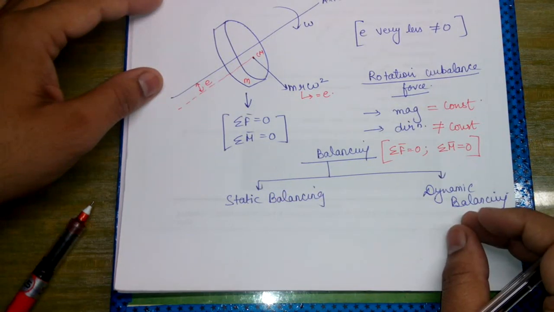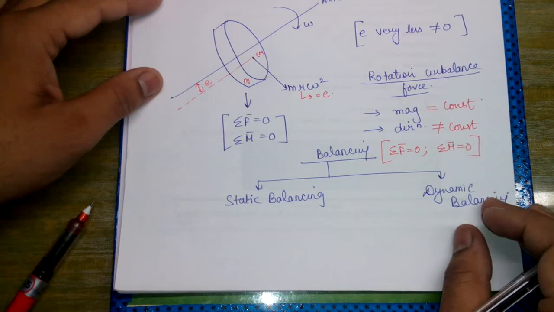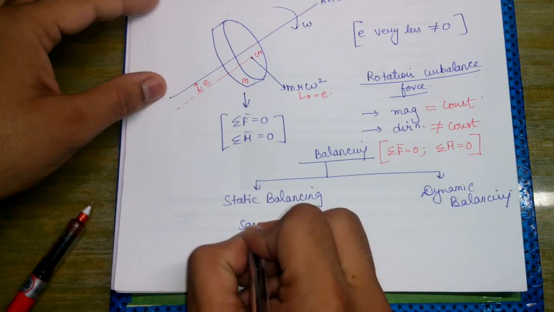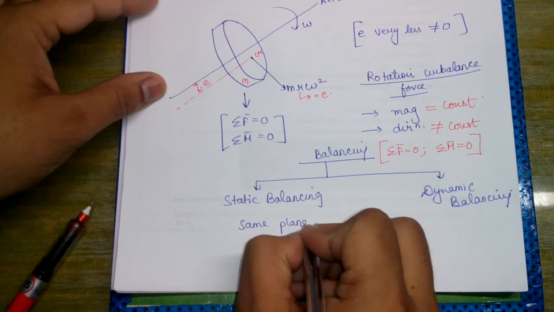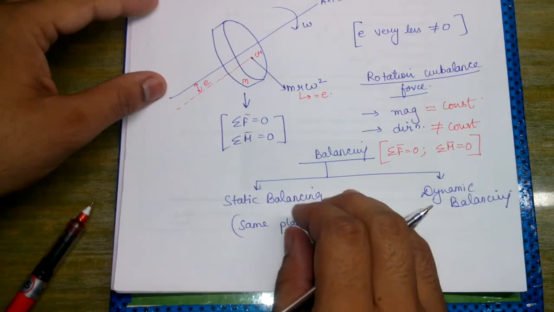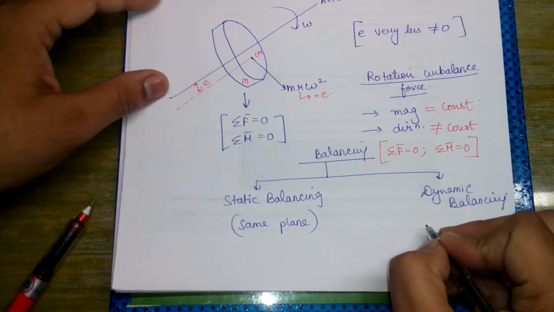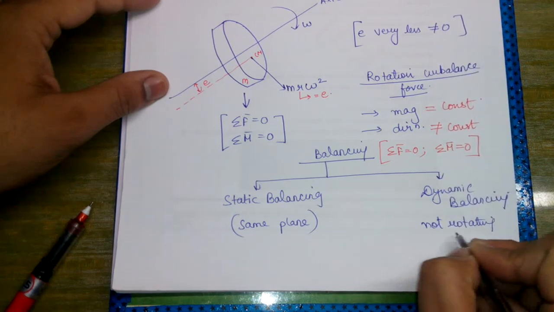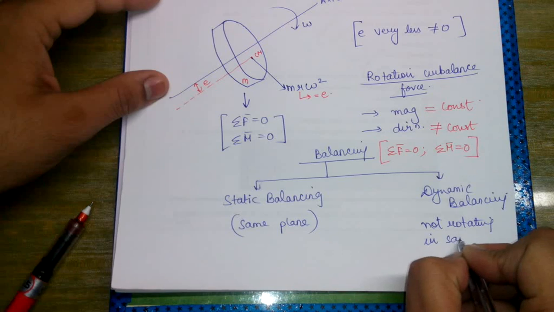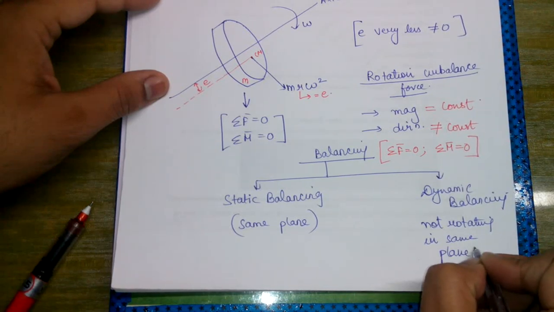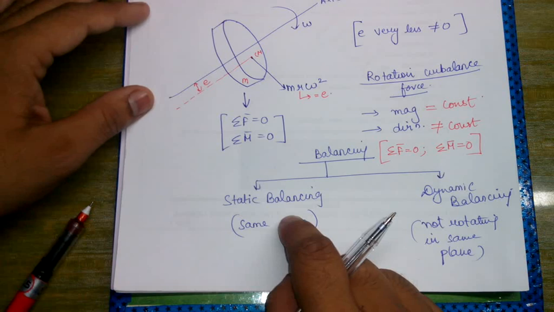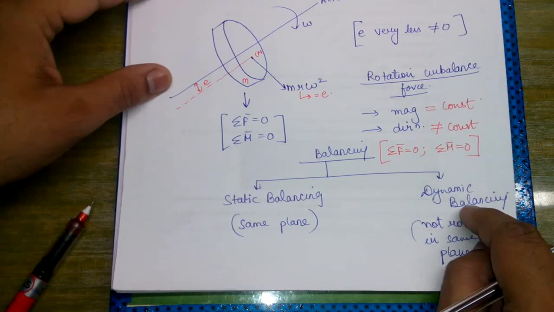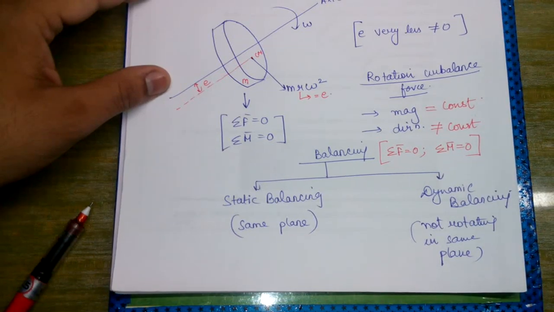Whereas in dynamic balancing, we are trying to balance the forces as well as the moments. Static balancing is applied when all the masses are rotating in the same plane, and dynamic balancing is applied when all the masses are not rotating in the same plane. In static balancing we balance only the forces, whereas moments are automatically balanced, and in dynamic balancing we balance both the forces and the moments.